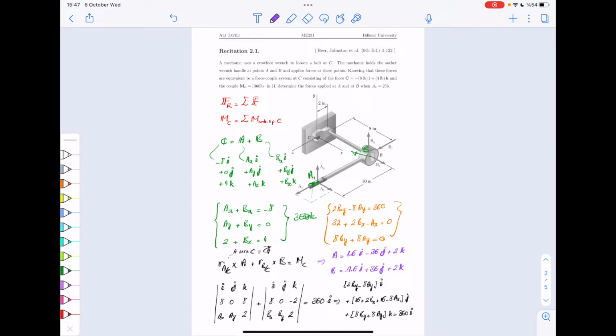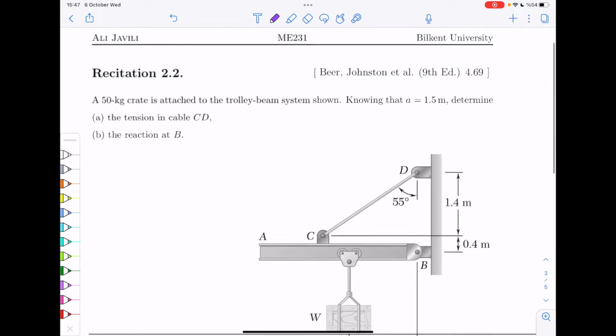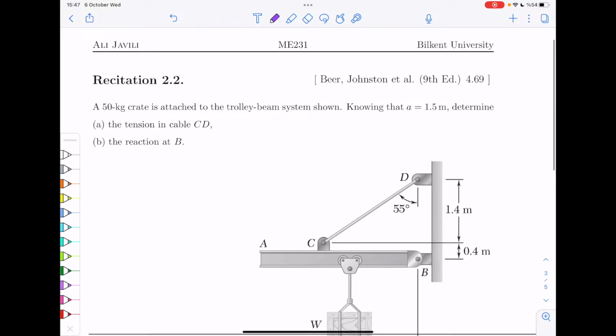Is that clear? Do you have any question? All right, so now with that, we can come to the next example.